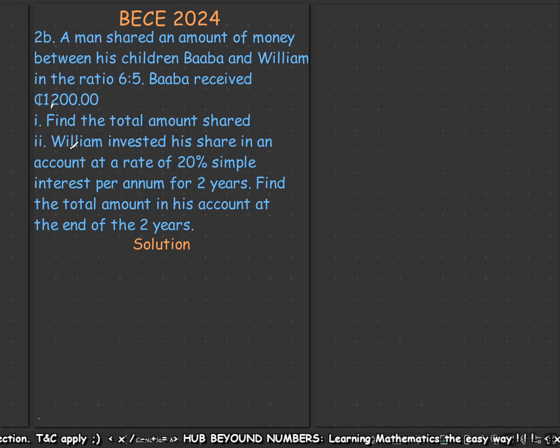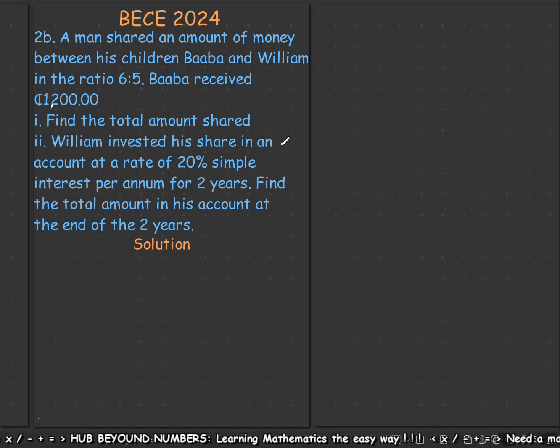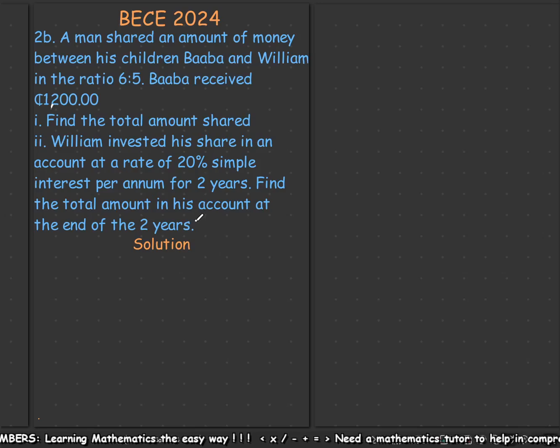Then they said William invested his share in an account at a rate of 20% simple interest per annum for 2 years. Find the total amount in his account at the end of the 2 years. So how do we go about this? This question applies ratio and proportion, and it also applies simple interest.